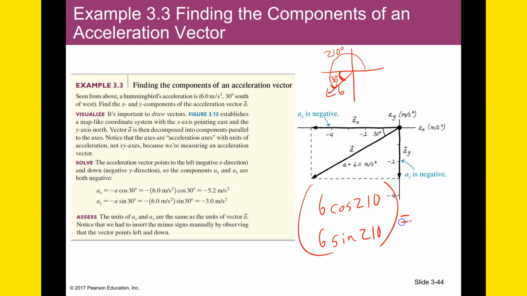I can leave it like that, or I could do it in my calculator and get it as a decimal. 6 cosine 210 is -5.2 basically. So that's my horizontal component. And do the same thing, but do sine. And my vertical component is -3. So that's my answer. Look, they got the same answer, but they had to do a lot more thinking, I think. They put the 30 degree angle here, and then they had to think about what signs go on them and whether they use cosine for the horizontal and sine for the vertical or vice versa. And once you use the standard angle, which is easy to figure out usually, you don't have to think about nearly as much after that.